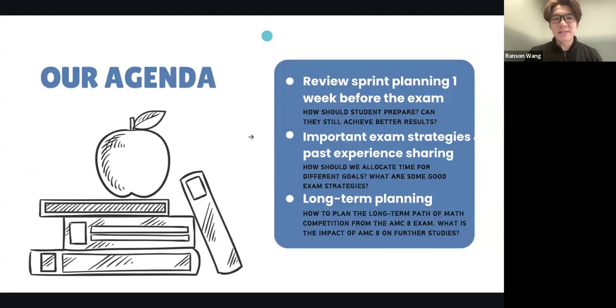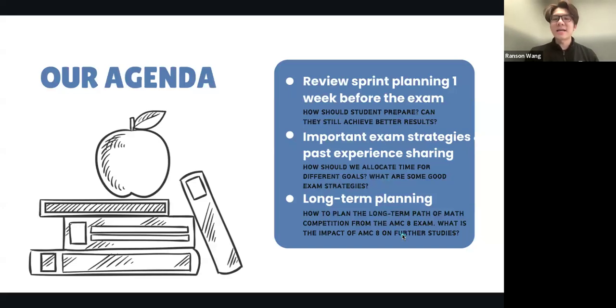Regarding today's agenda, we're going to cut this into 3 parts. First of all, we'll review the sprint planning. So what should the sprint planning be just 1 week before the exam? Actually, our official exam starts from tomorrow, but I know that most of the test centers will have the exam on the weekends probably. So that's why some of you probably still have 1 week to prepare, or at least 3 to 5 days. So how can you thrive, or succeed, in those 3 to 5 days? We're going to talk about that later.